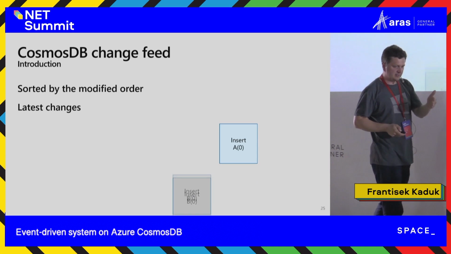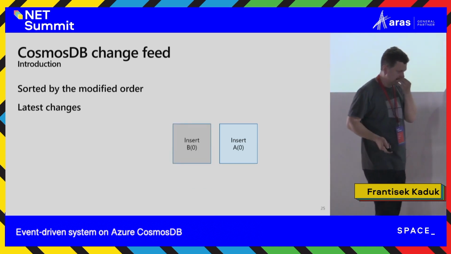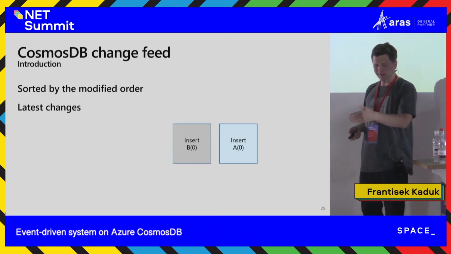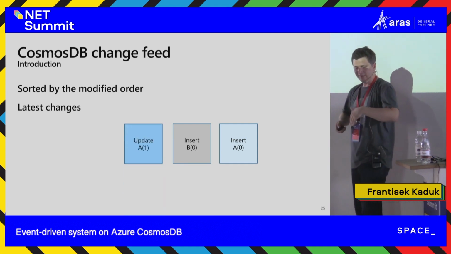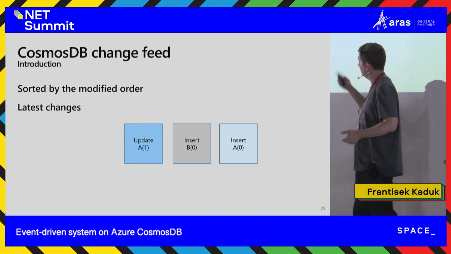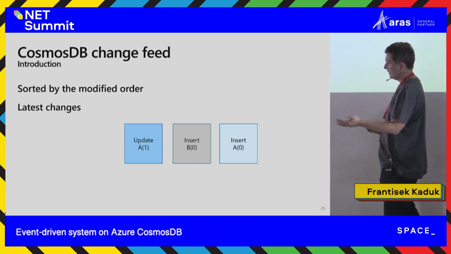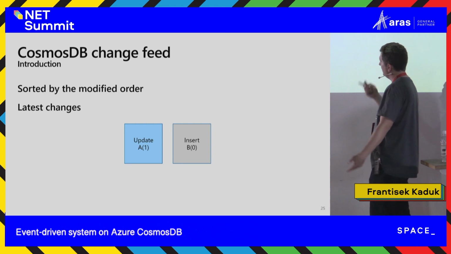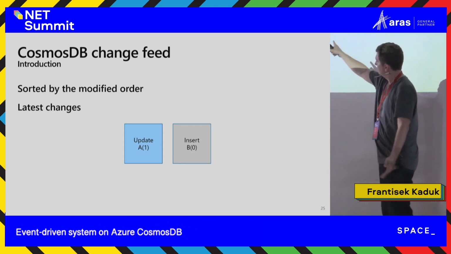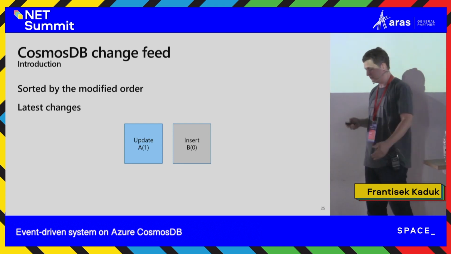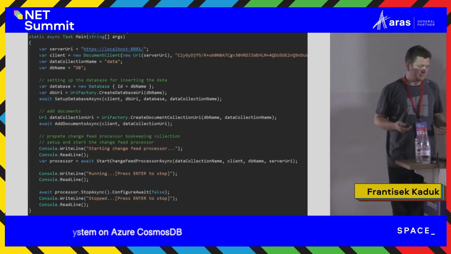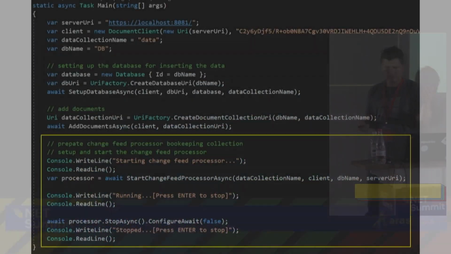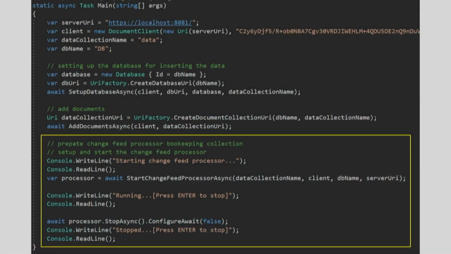What does it mean? In this slide, I will add one document A at version 0, then document B at version 0, and then I will change A to version 1. When I read the documents, I will get only these two, and in this order. This ordering is very crucial. Then again, I have a demo, based on the previous one, where I'm just focusing on starting the processor.